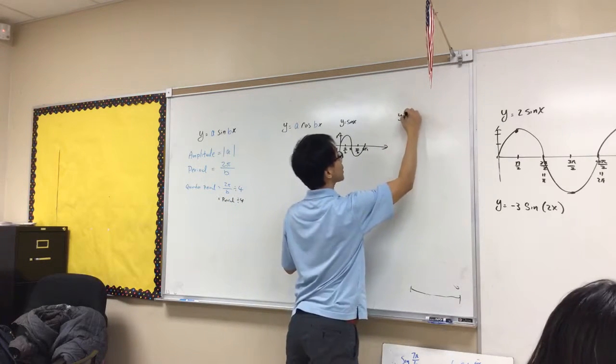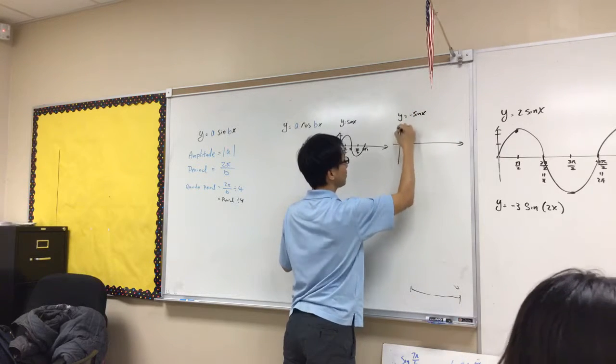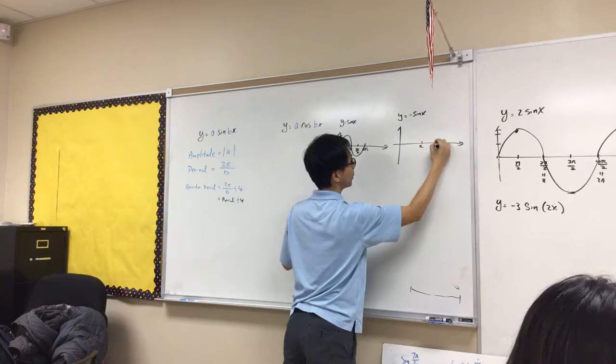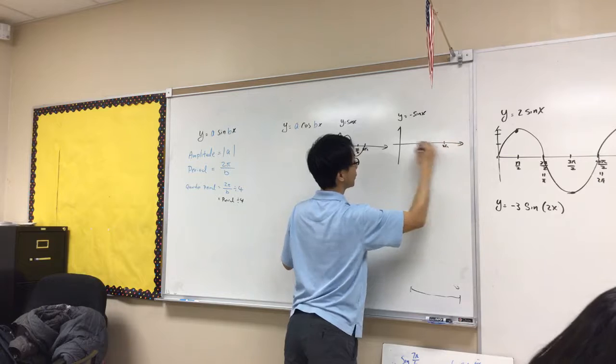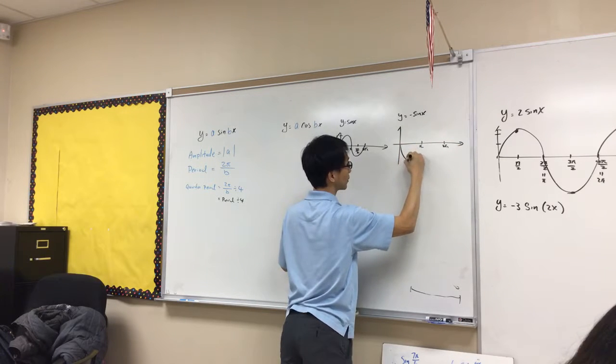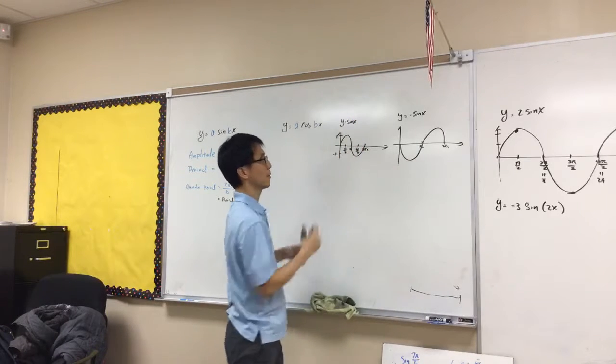y equals negative sine of x. It's going to be the same thing, but instead of going up first, it's going to reflect. So how does it reflect? It's going to switch to the other side.